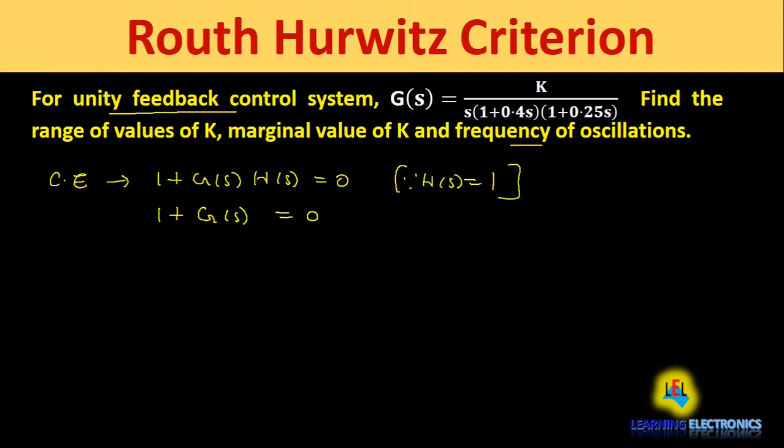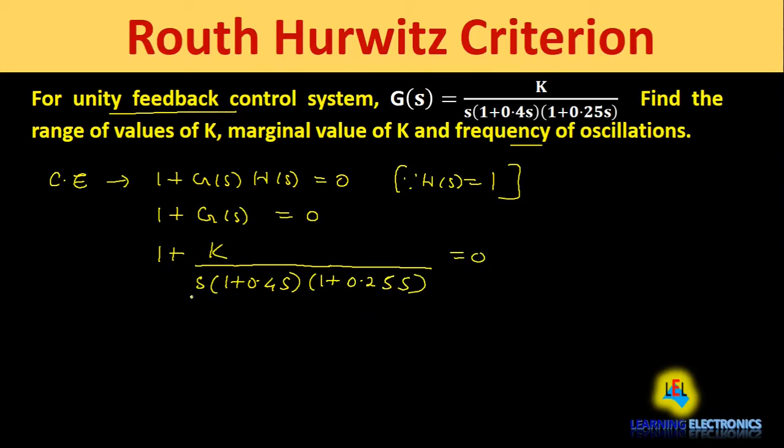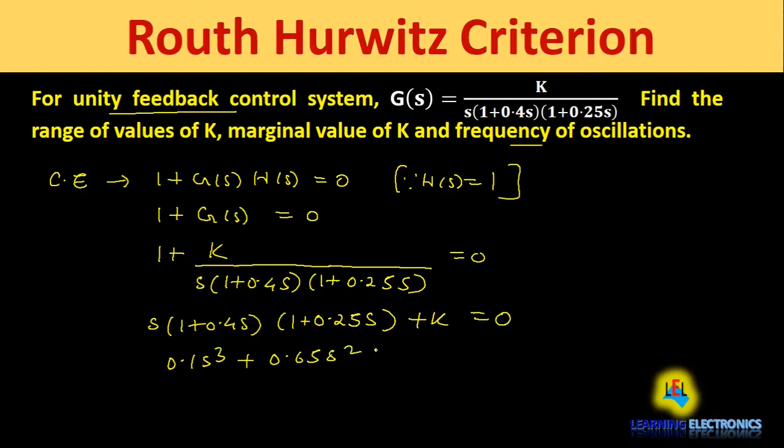Now we will put G(s) value from here. So we will get 1 plus K divided by s into (1 plus 0.4s) into (1 plus 0.25s) is equal to 0. So when we take the LCM, we will get s into (1 plus 0.4s) into (1 plus 0.25s) plus K is equal to 0. After solving this equation, we will get 0.1 s cube plus 0.65 s square plus s plus K is equal to 0.